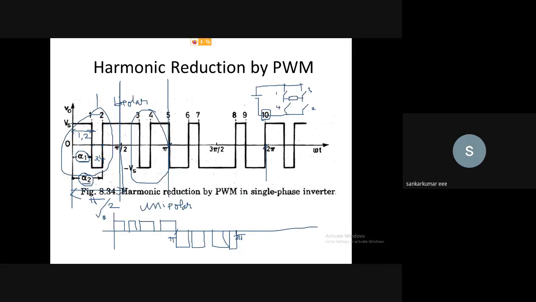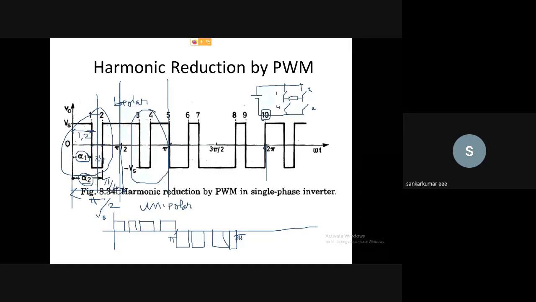So we are taking it for pi by 4. So this is pi by 4, and this is pi by 2. After that, we will have the bifurcation within that quarter cycle. We are taking pi by 4 as the time period, that is 1 by pi by 4. The maximum value of voltage is Vs. First from 0 to alpha 1, next alpha 1 to alpha 2, and next alpha 2 to pi by 2.